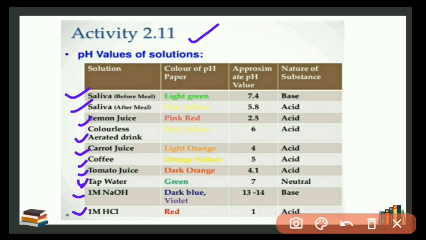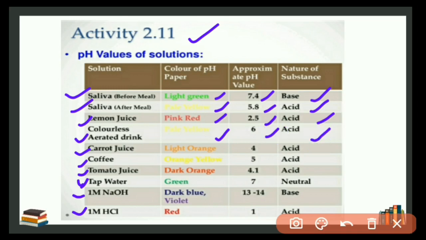When we dip the pH paper in saliva before meal, we get a light green color. It means its pH value is 7.4 and its nature is basic. Then for saliva after meal, when we add the pH paper, we get a light yellow color and its pH value is 5.8. Its nature is acidic. And in lemon juice we get a pink red color. Its pH value is 2.5. Its nature is acidic. In the colorless aromatic drink we get a light yellow color, and the pH value is 6.